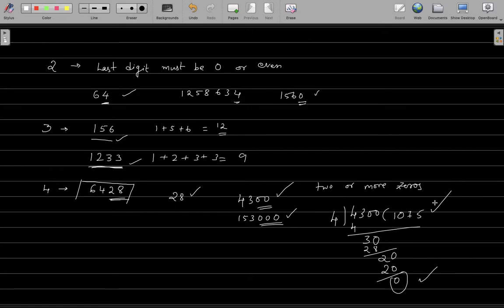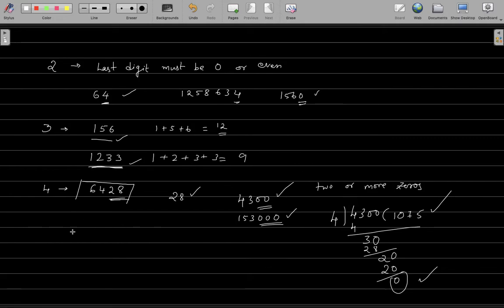So because these two conditions are satisfied, you can say that the number is divisible by 4. So instead of doing all these tedious steps, the only simple step is to see if it ends with two zeros or more than two zeros. If it does, then the number is exactly divisible by 4, or otherwise if the last two digits are divisible by 4, then the number is divisible by 4.